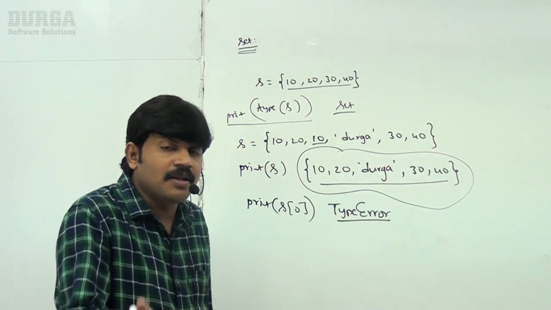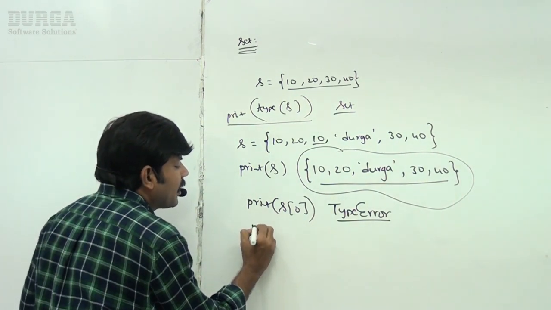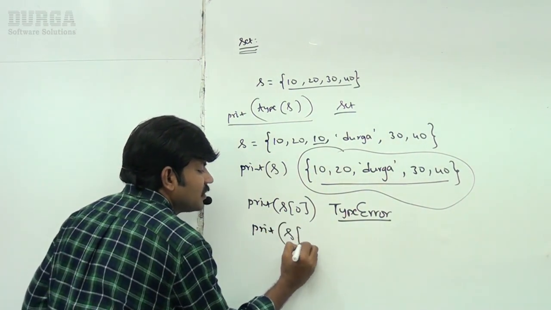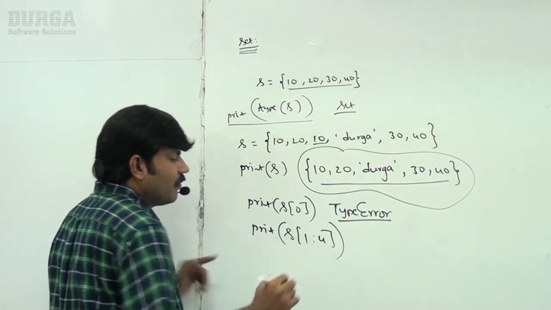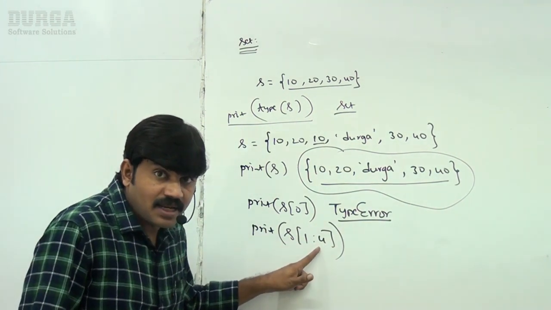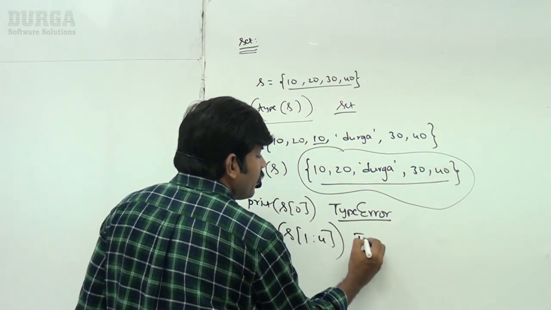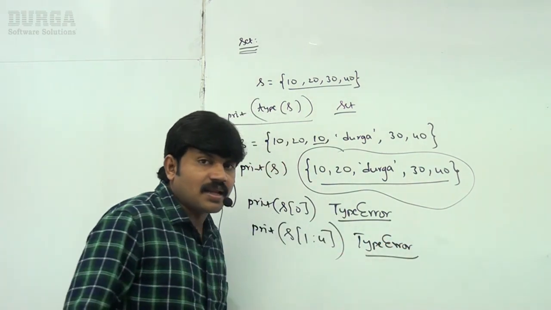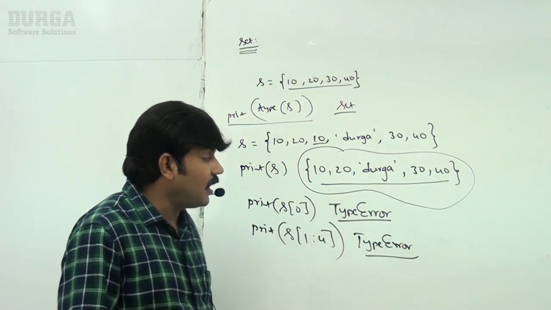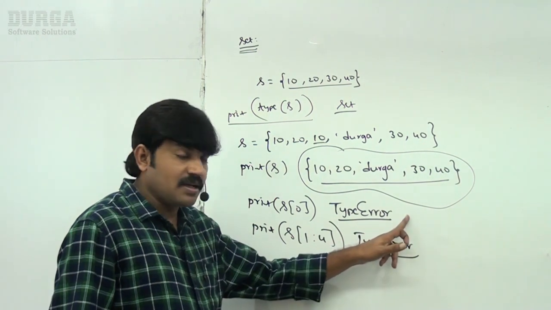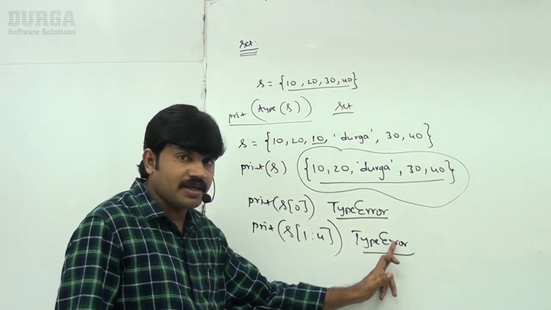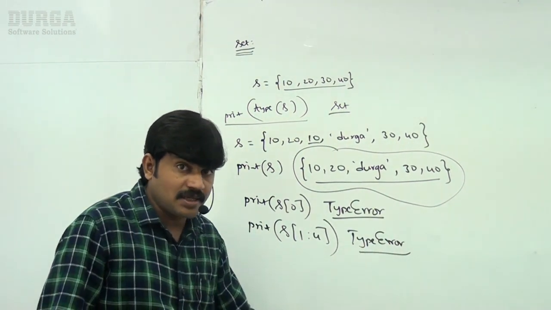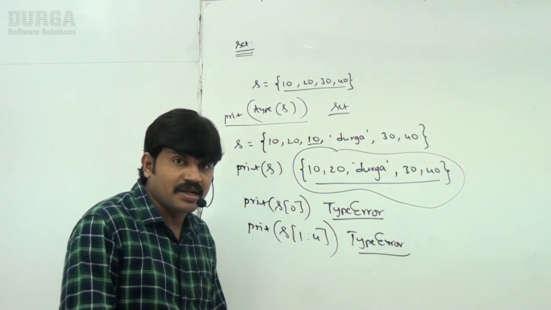The index concept is not applicable for a set, because order is not there. Same story applies for S of 1:4. What is this? The slice operator. Now also we are going to get a type error saying set is not subscriptable. Like here, type error because index is not applicable for a set. Next, type error, set is not subscriptable.